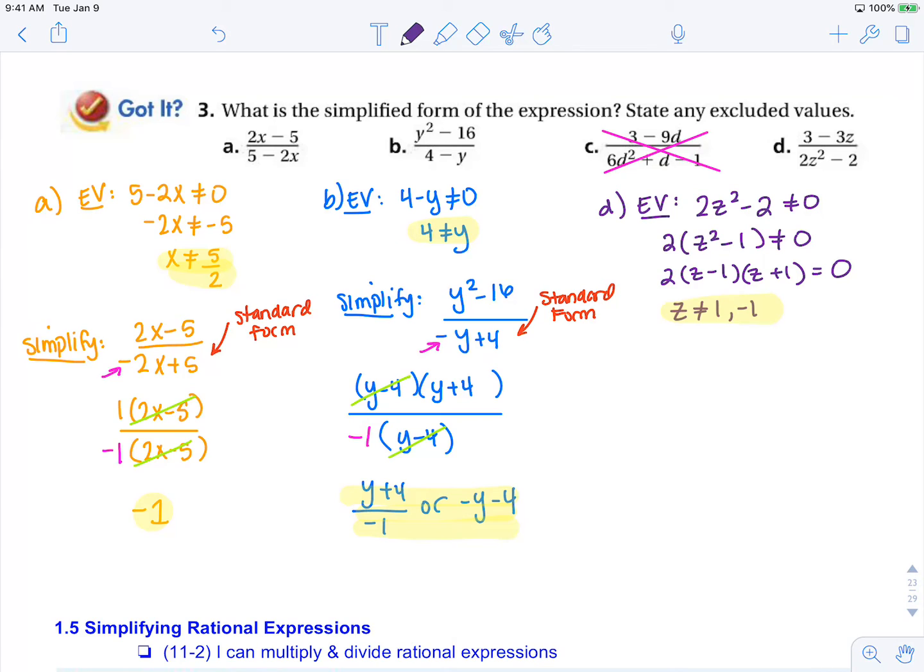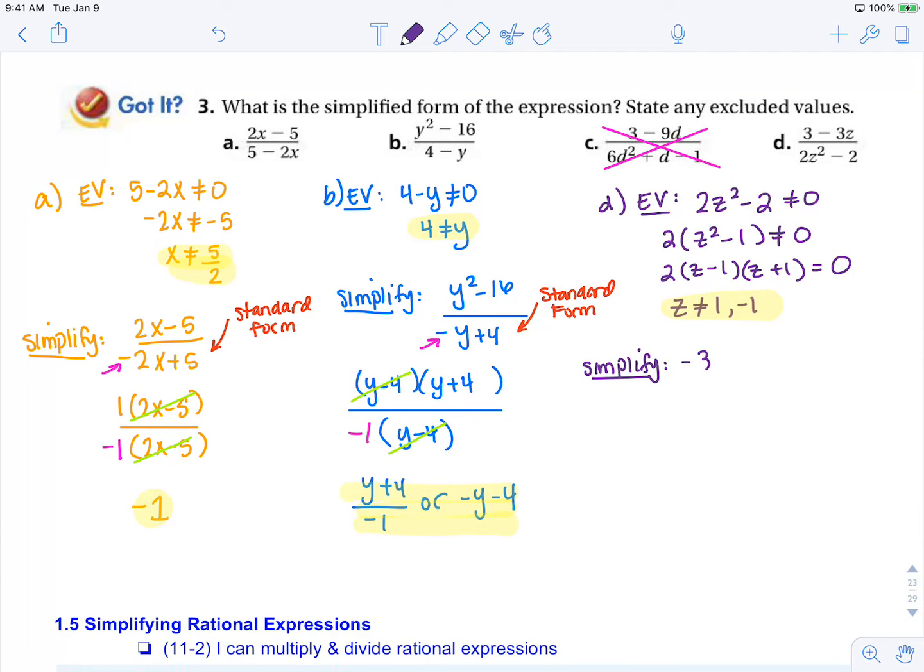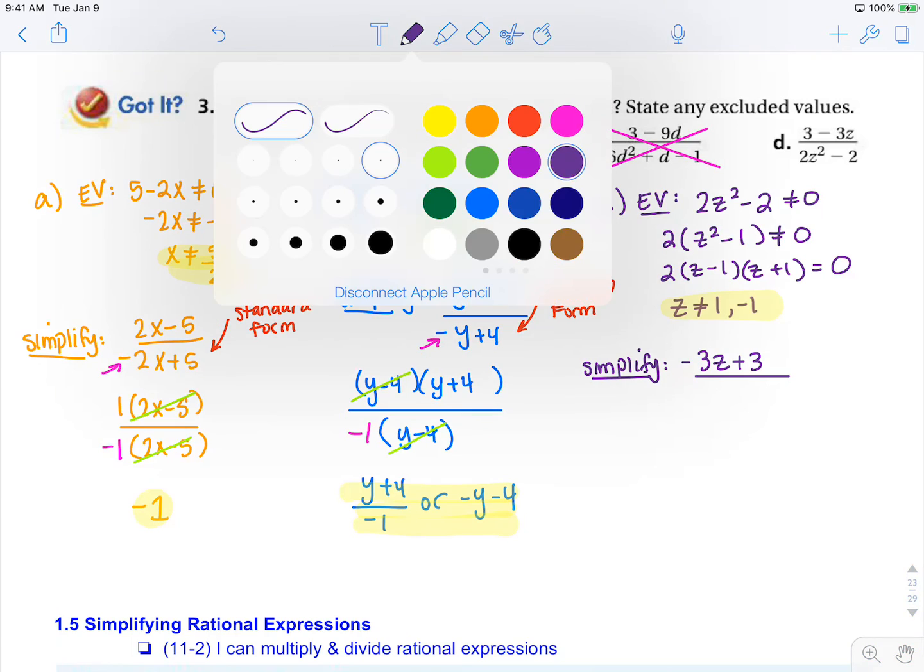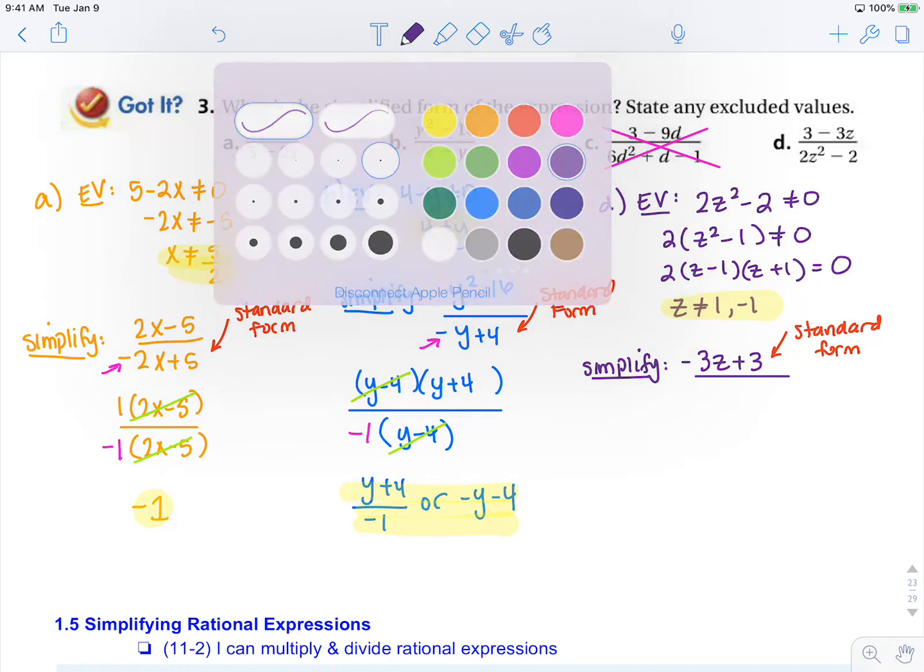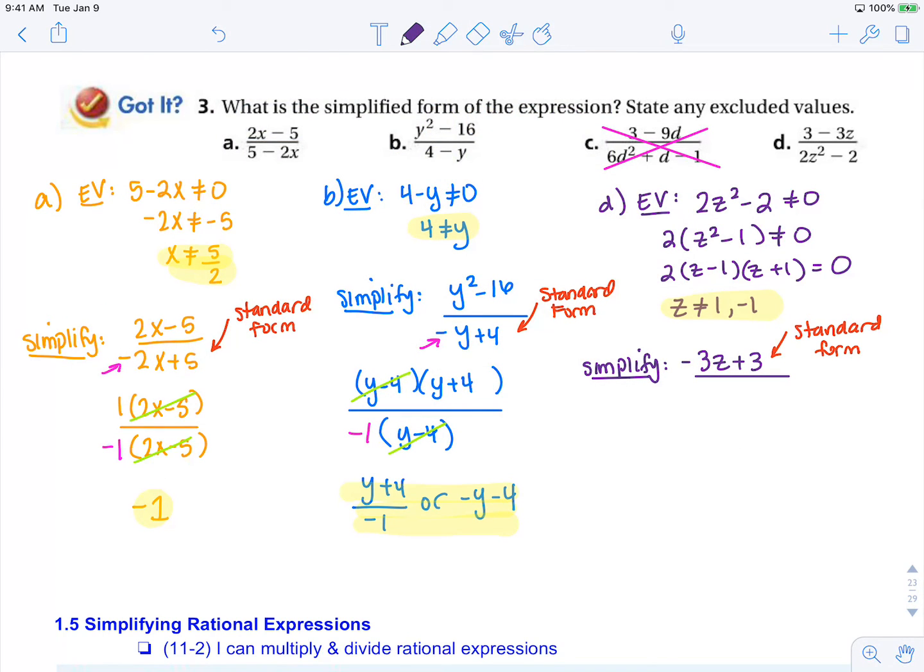So now to simplify, I need to first make sure everything is in standard form. In this case, my numerator is not. So I'm going to rewrite that. So this is now, let me mark this off, standard form. And my denominator is 2z squared minus 2.